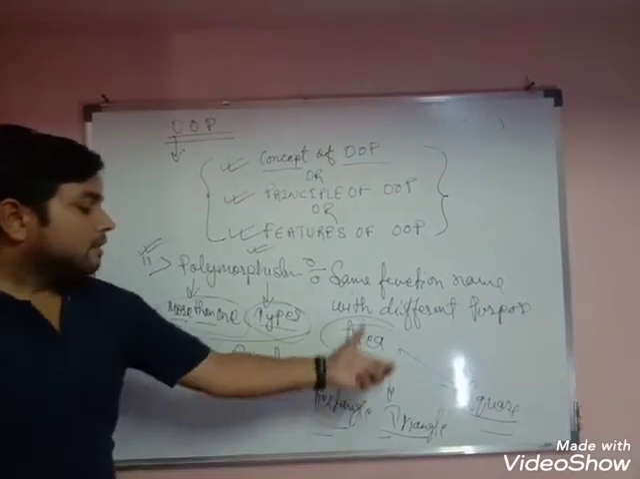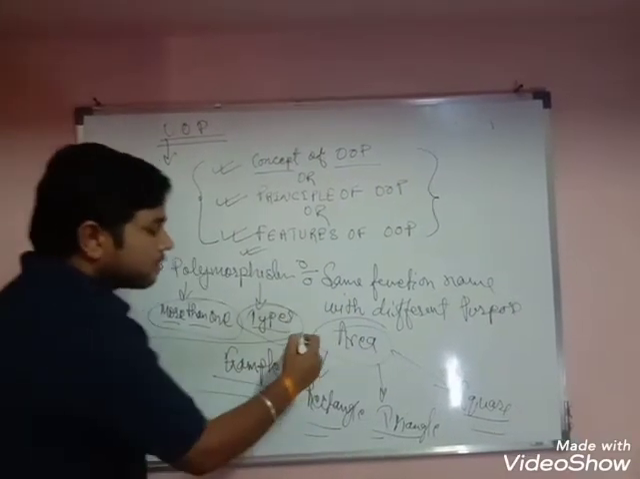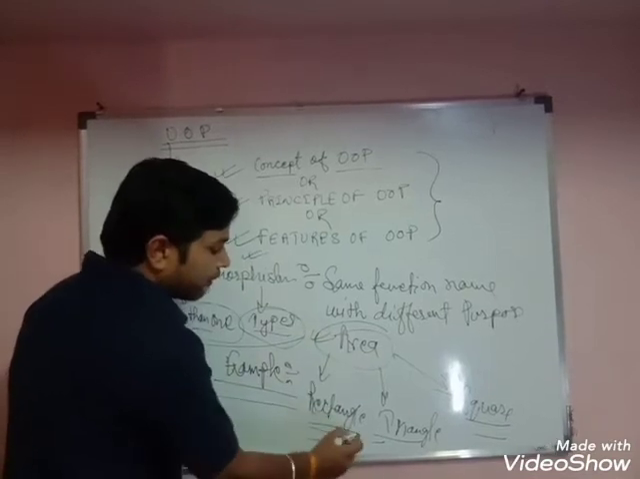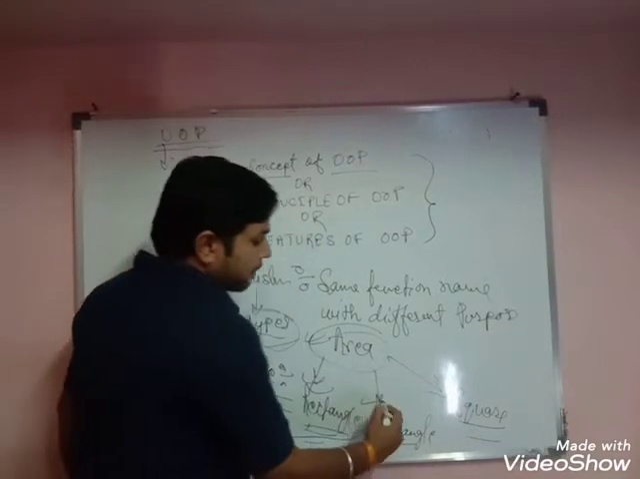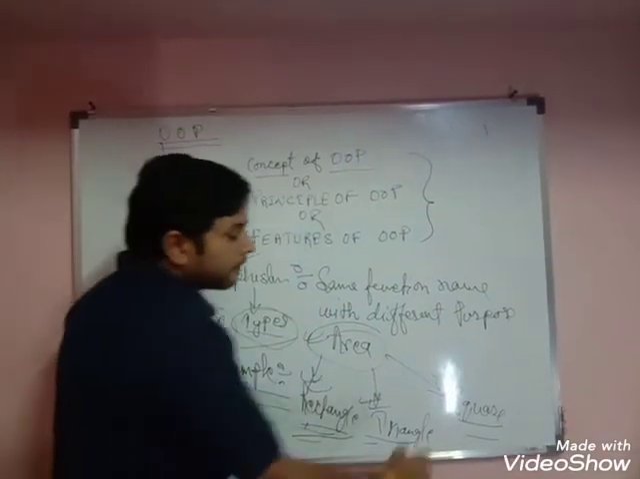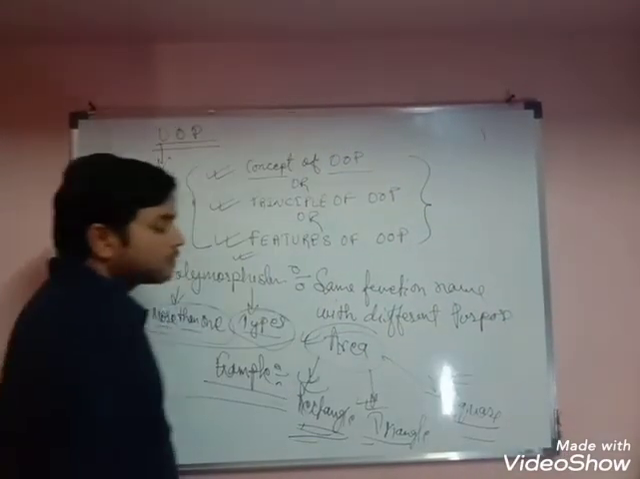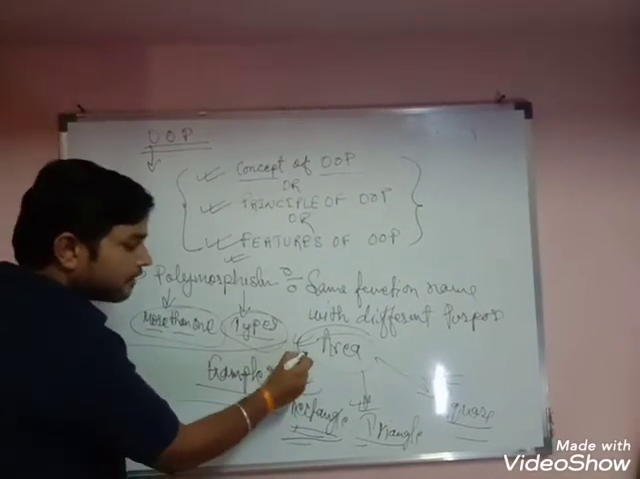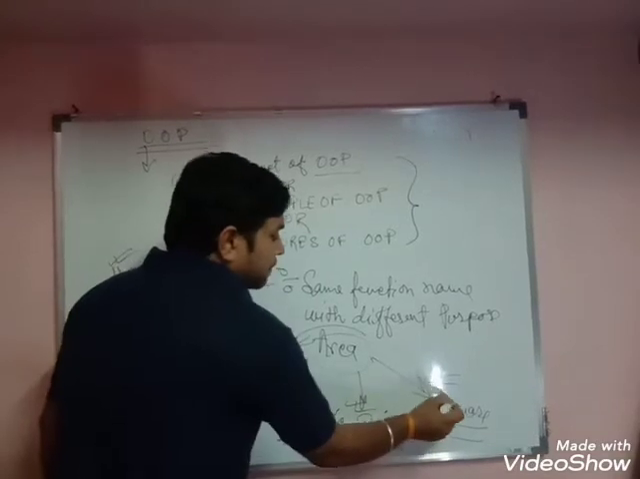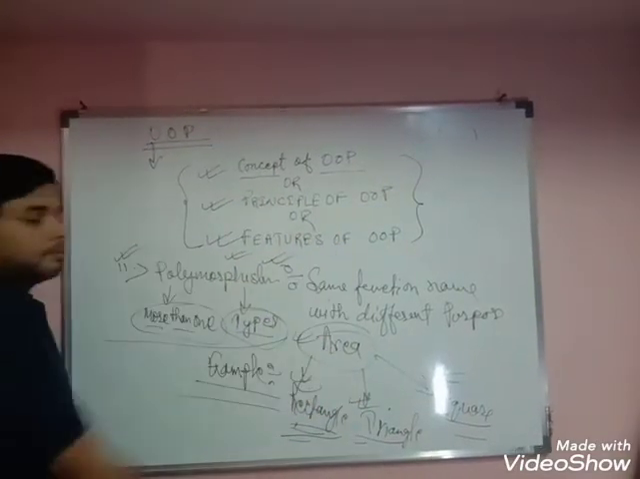So this is polymorphism, meaning using the same function name for different purposes. This is the purpose of finding the area of a rectangle, this is the purpose of finding the area of a triangle, and here the purpose is finding the area of a square. So using the same function name for different purposes is called polymorphism.